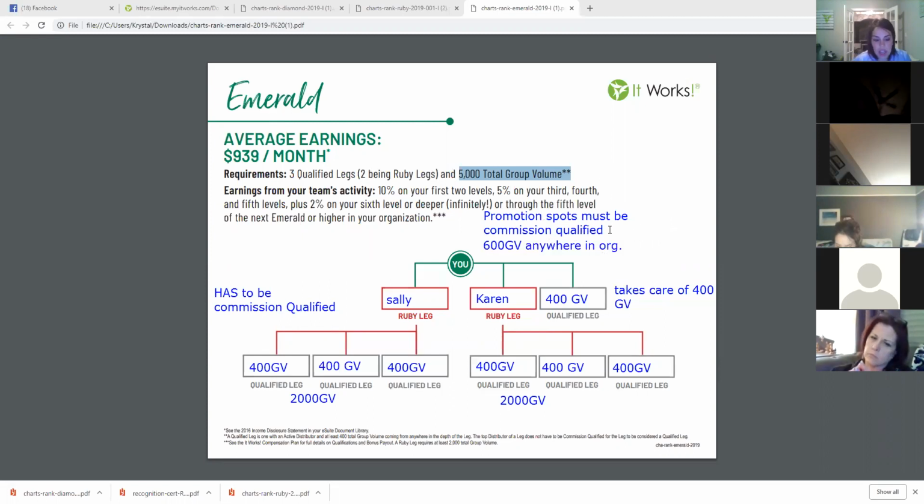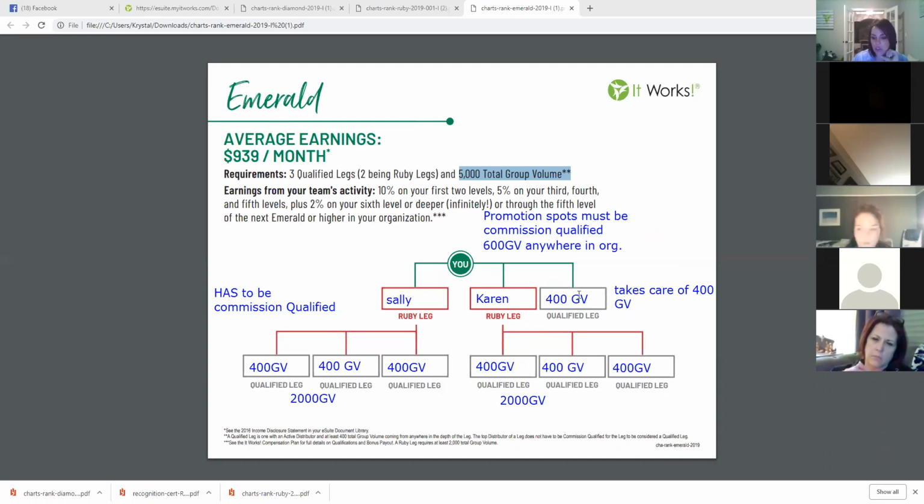So again, just to recap, your Ruby, she's commission qualified. She has run her auto shipment or has 150 PBV. She has the 400 in volume under the 3 distributors underneath her, and she has 600 coming from somewhere else within the organization. She's a Ruby, done. Same with Karen, she did the same exact thing.